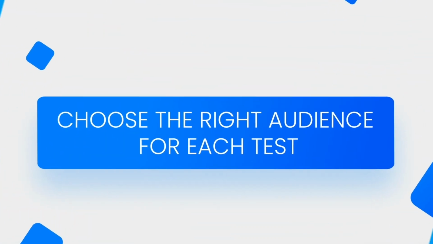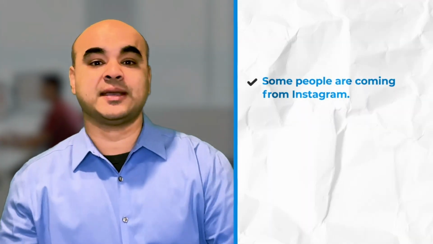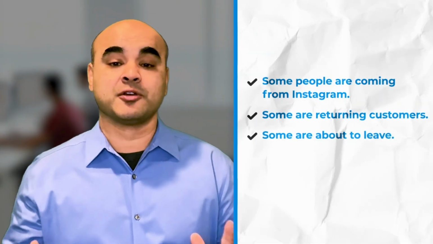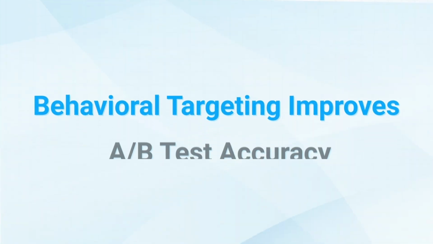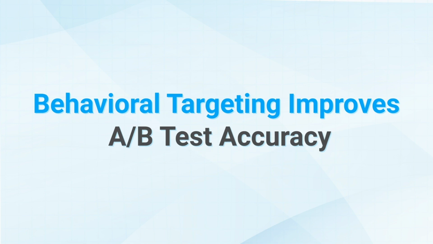Now, you've got the variations. The next step is deciding who should see them. You and I both know that not all visitors behave the same, and your pop-up tests shouldn't treat them that way. Some people are coming in from Instagram, some are returning customers, some are about to leave, and some are just clicking through and browsing. Showing the same pop-up to everyone is like running one ad for every single audience segment and hoping for the best. This is where behavioral targeting makes your A/B test way more accurate.